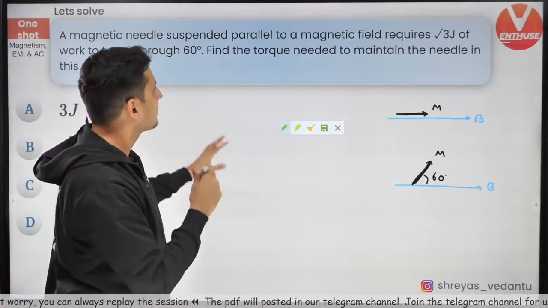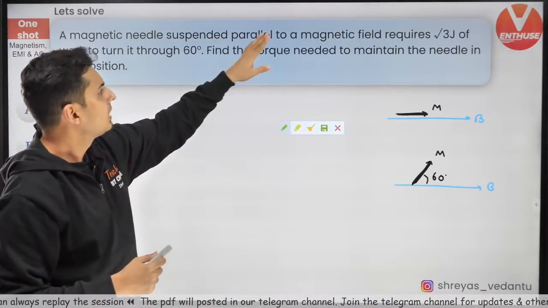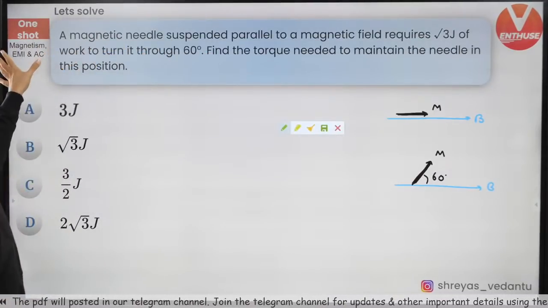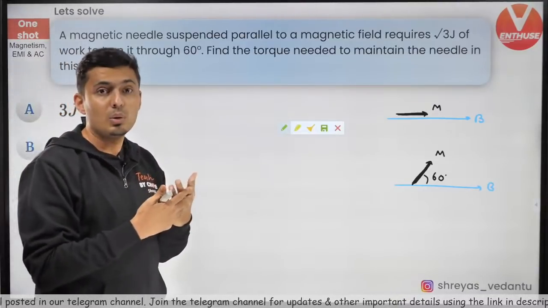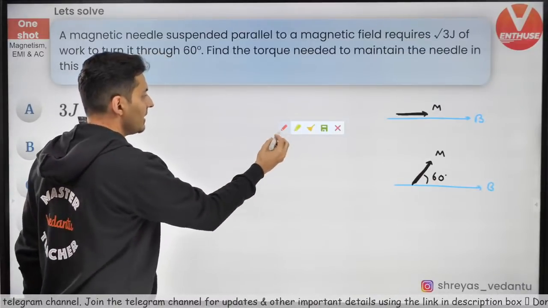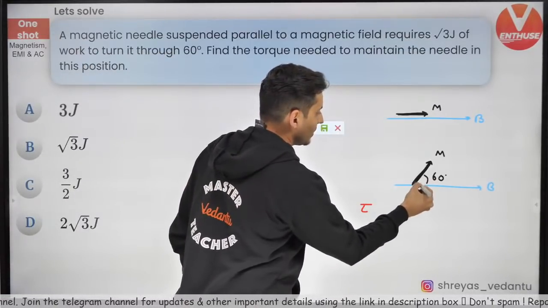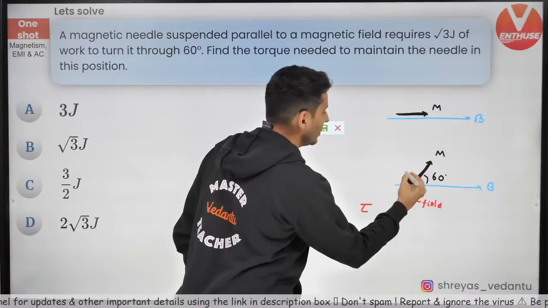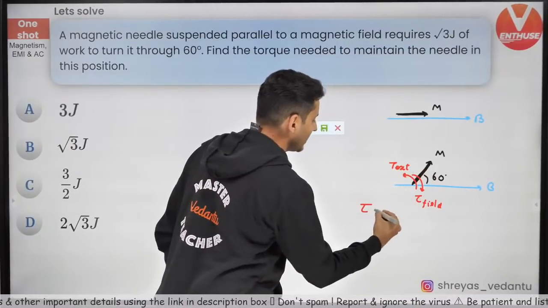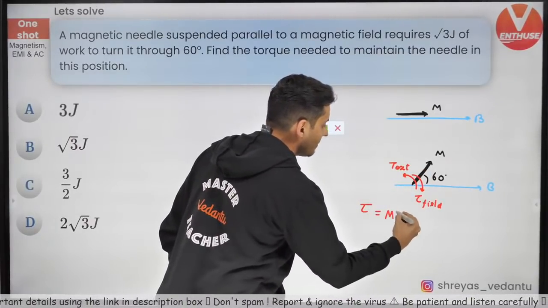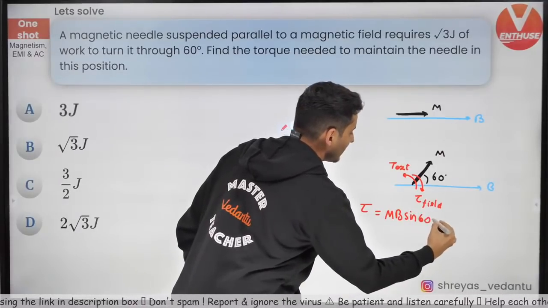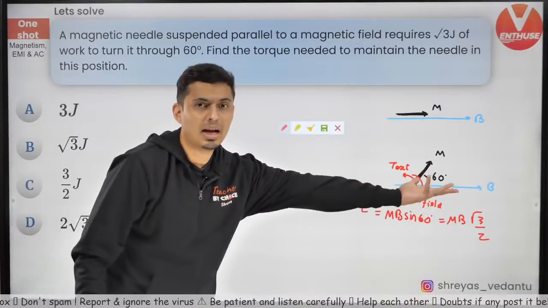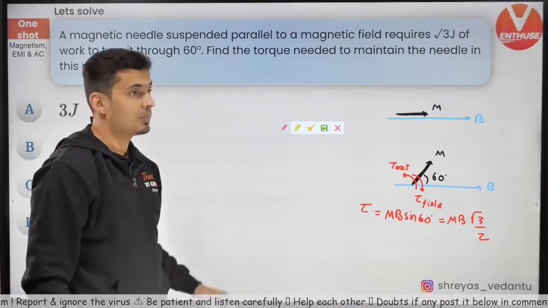So for that, I know only the work, I don't know the field, I don't even know M. That's the funny part. To find out the torque, because obviously the needle will be experiencing a torque due to the field, and the torque that you are going to apply externally will be opposite. So the torque needed will be MB sin 60, which is MB √3 by 2. I don't know M, I don't know B. So make use of the first information.